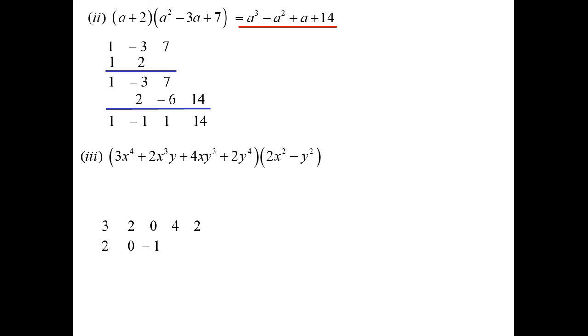But the powers of x are still just going down by 1. Forget about the y's. Just look at the x's. So I don't have an x squared term there, so I put a naught for that one. And I'm going to multiply that by 2, 0, 1. Again, forget about the y's. X squared. Oh, there's no x term there.